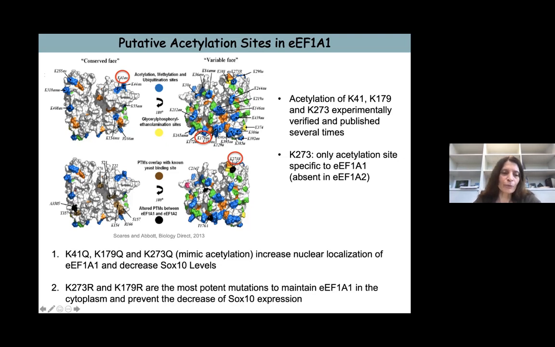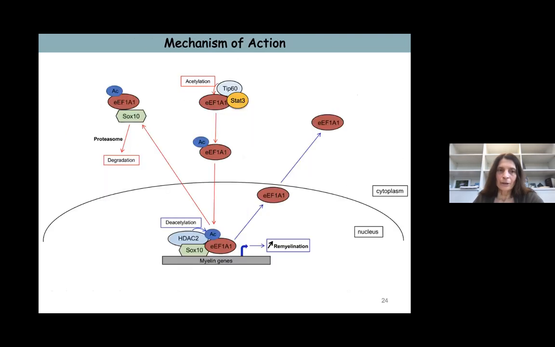And we could also confirm this lysine by mass spec. And the acetylation of this lysine is what the antibody we use recognizes. So we know that it also gets acetylated in vivo and in Schwann cell culture. So I don't have time to show you all the experiments, but that's the mechanism of action we found.